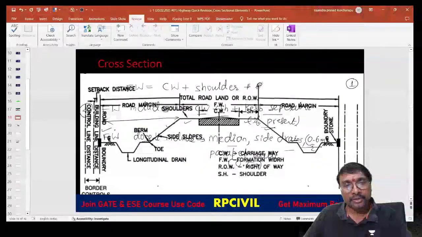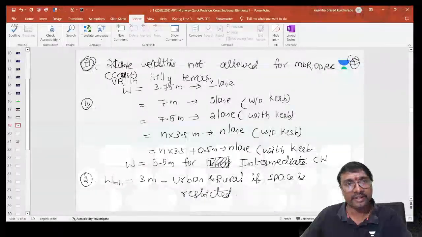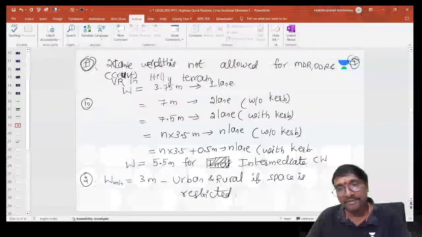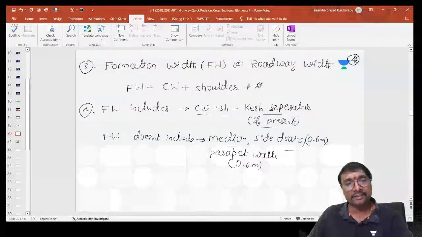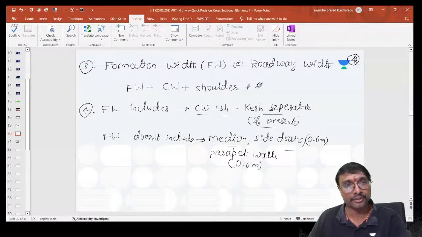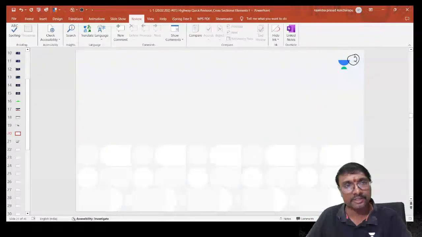Okay, so here these are the cross sectional elements, right? Carriageway width we just discussed, right? So width of the carriageway under these different conditions: single lane, two lane, with curb, without curb, n lane, with curb, without curb, intermediate carriageway, and minimum width of the carriageway that we have seen, right? After that, formation width definition, and what are all the elements included in this formation width, and what are all the elements not included in the formation width we have seen, right? And this is a continuation of the formation width only now.